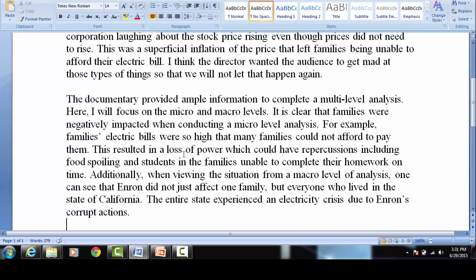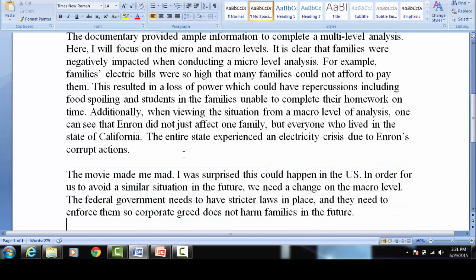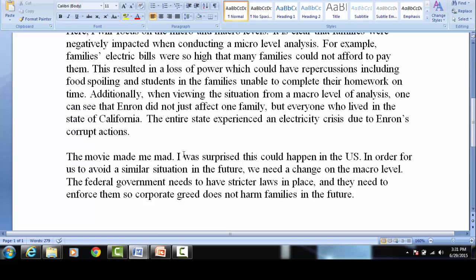The student states that the film provides enough evidence to do a multi-level analysis and states she will focus on the micro and macro levels. The rest of the paragraph are examples of those two levels using moments from the film, again, following the prompt structure exactly. The end of the prompt allows the student to react to the film. What is your reaction to the movie? But it also asks for more critical thinking in addition. Choose one level of analysis and explain what needs to change.